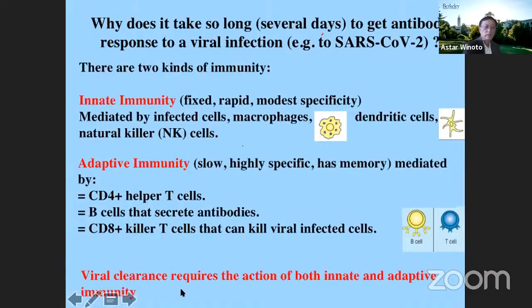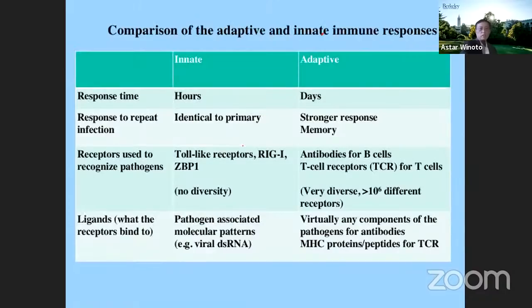So for viral clearance, if you want to get rid of the virus, you really require the action of both innate and adaptive immunity. Innate immunity is very fast, but adaptive immunity is very slow. And that's why it takes some time, around 30 days, to get rid of this SARS-CoV-2 virus. So here's a quick comparison. Innate immunity takes 1 hour, a few hours to respond. Adaptive immunity takes days. You can see in the vaccine it takes 14 days. And for IgM, it usually takes maybe 7 days. And IgG also 14 days.